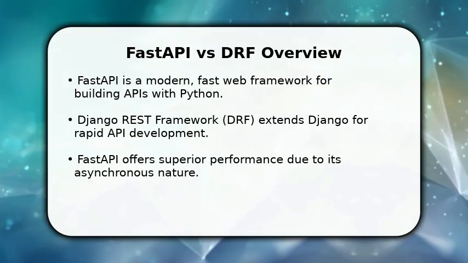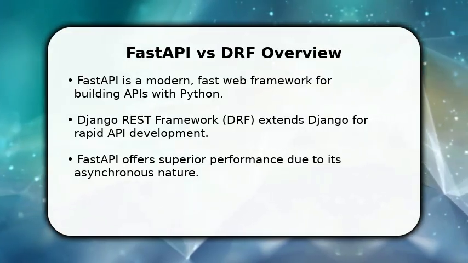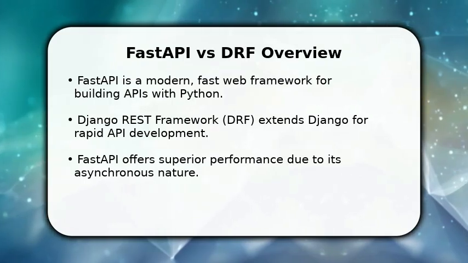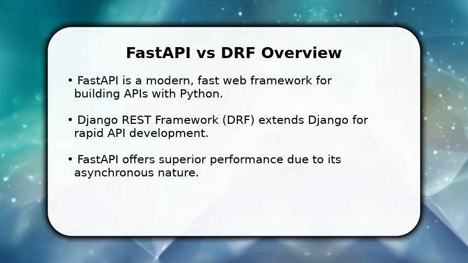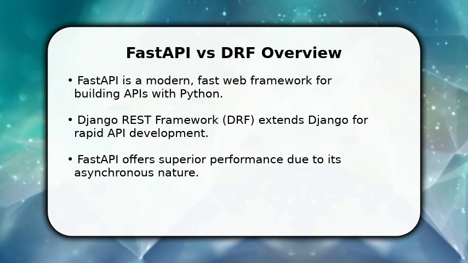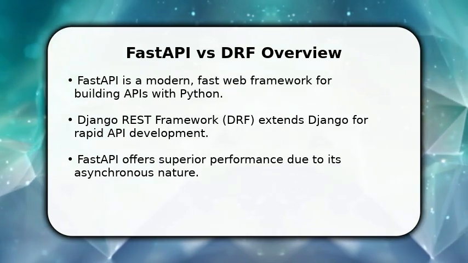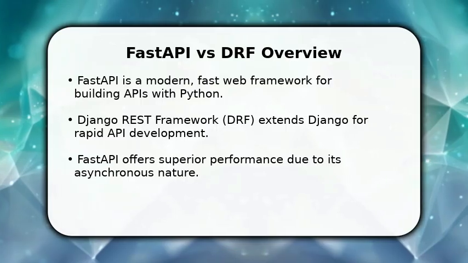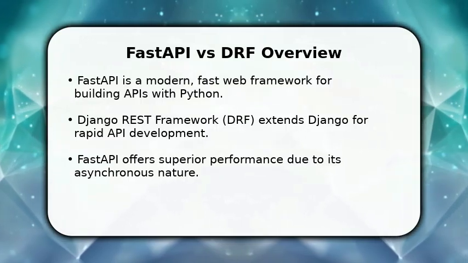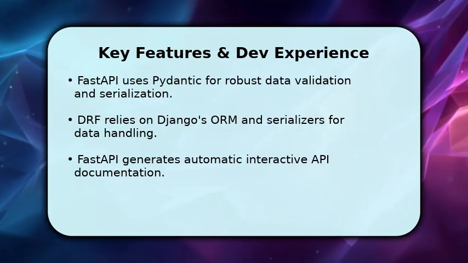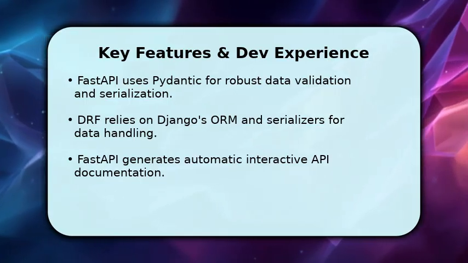While both are excellent choices, FastAPI often boasts significantly faster execution speeds, sometimes up to 300% quicker, due to its asynchronous capabilities. DRF, however, provides a more integrated and opinionated approach within the Django ecosystem. Let's dive into key features and the developer experience.